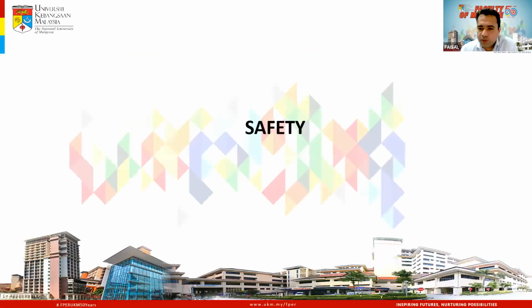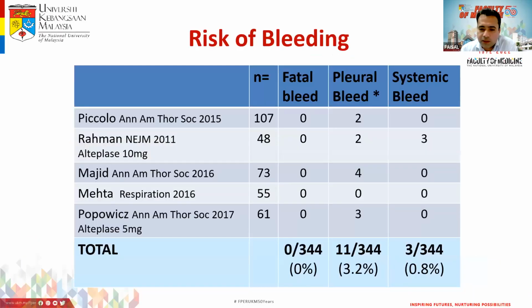So what about safety? A lot of people are worried about bleeding and so on. When you look at the papers published internationally by Piccolo, Rahman, Majid, Mehta, Popovic et al., the rate of fatal bleed is 0%, the rate of pleural bleed is only 3.2%, and the rate of systemic bleed is 0.8%. That means it's very low, and you know that it is actually very safe to give intrapleural fibrinolysis.